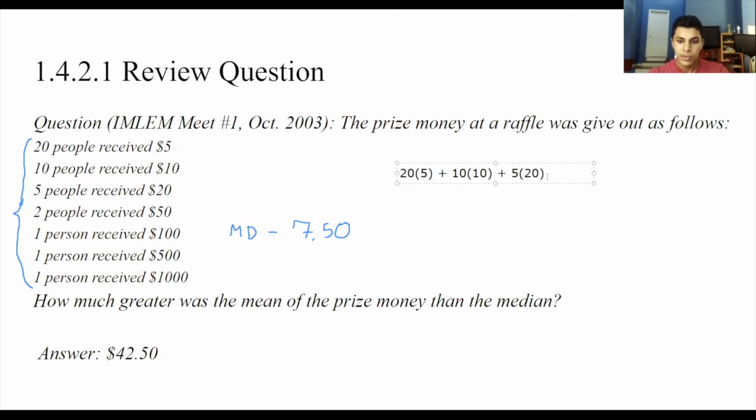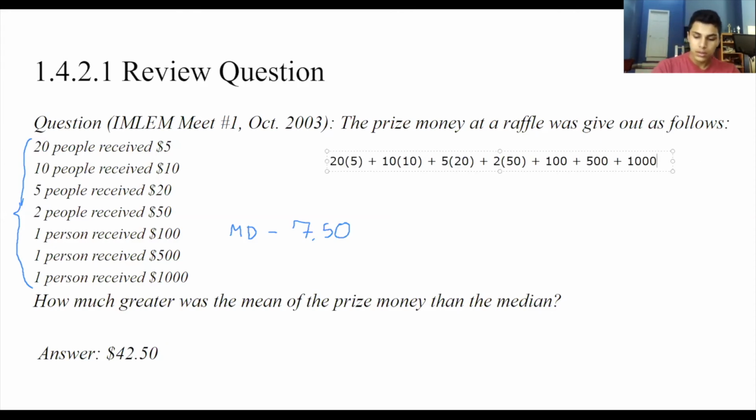Then we're going to add 2 people receiving $50, which is going to be 2 times 50, plus 2 times 50. And then one person receiving 100, one person receiving 500, and one receiving 1,000. So we add plus 100 plus 500 plus 1,000. And there we go. That's our equation for adding them up. And then we just have to divide by 40. So I'm going to put parentheses around this. And then we just need to simplify this addition.